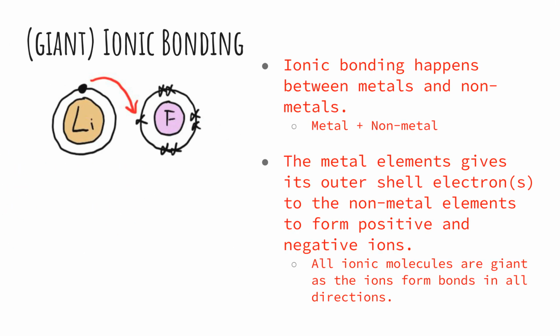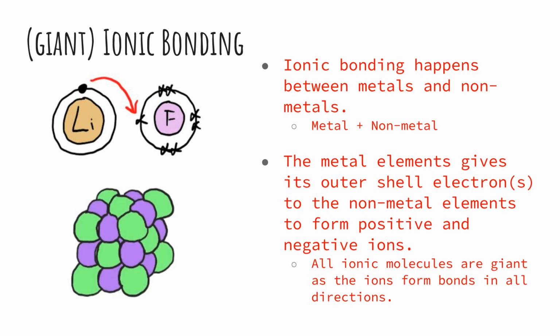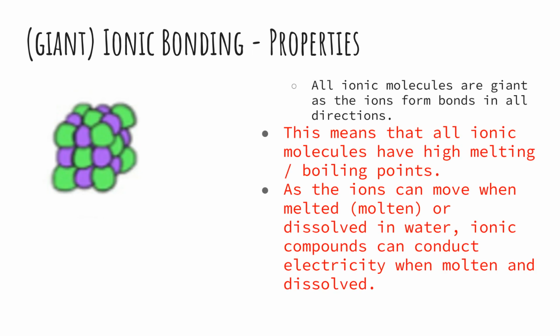Giant ionic bonding happens between metals and nonmetals. The metal element transfers its outer shell electron or electrons to the nonmetal, forming positive and negative ions. All ionic molecules are giant structures. Since ionic molecules are giant, they have high melting and boiling points. The ions can move when melted or dissolved in water, allowing ionic compounds to conduct electricity in these states.